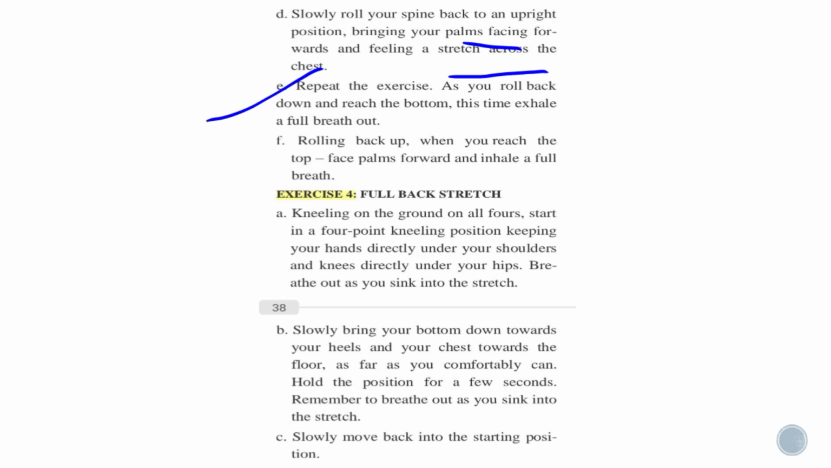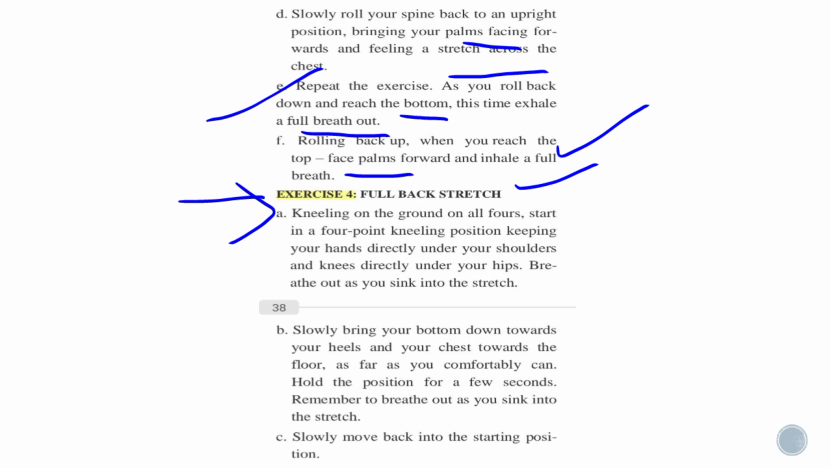Repeat this exercise as you roll back down and reach the bottom. In this exercise, exhale a full breath out, rolling back up. When you reach the top, face palms forward and inhale a full breath. Next, exercise number 4, full back stretch.